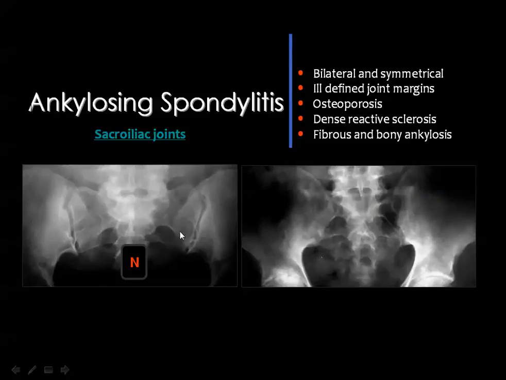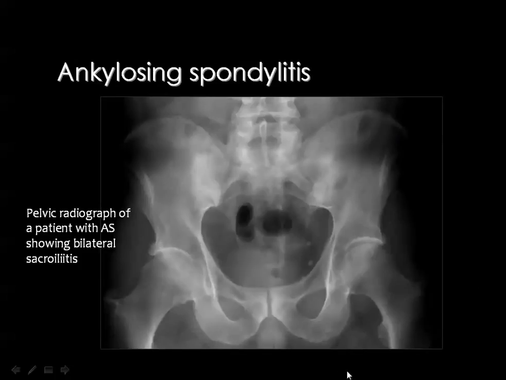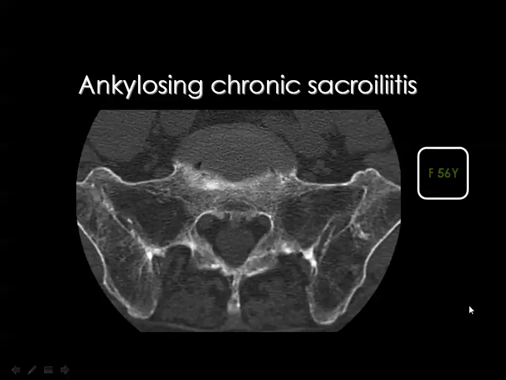Then this is the normal appearance of the sacroiliac joints, and these are the sacroiliac joints involved by ankylosing spondylitis. Ankylosing spondylitis affecting the sacroiliac joints will show bilateral and symmetrical manifestation. The joint margin will be ill-defined. Some osteoporosis may be seen around the joint, but dense reactive bone sclerosis is usually the manifestation. Then later on you get ankylosis of the joint, early by fibrous tissue and late by bone. Here you still appreciate the presence of some of the joint space bilaterally, but it's easy to see the loss of the joint space and the bone sclerosis on either side of the joint space as well.